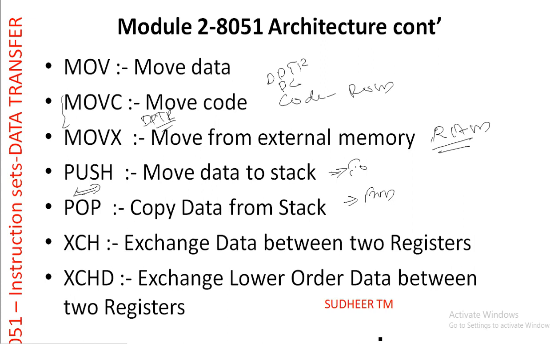So these are the set of instructions from the group data transfer. Understood? We'll cover them in detail because it is clearly mentioned in your syllabus. Detailed study of instructions is required. You have to go through your syllabus. That's why I'm teaching you some separately. So first group, data transfer instructions: MOV, MOVC, MOVX, PUSH, POP, XCH and XCHD. We'll cover them in detail.